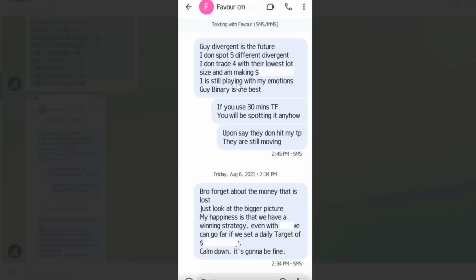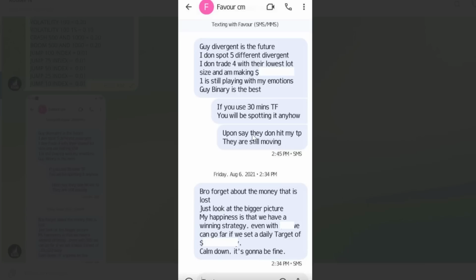Then I still texted back saying, if you use 30 minutes time frame, you will be spotting it anyhow, right? That's what I said to him. That the particular divergence, if you are trading it on the 30-minute time frame, you're going to spot it. I also said to him, upon say they don't hit my TP, they are still moving. So what I was basically saying was that these setups had actually hit my take profit, but they were still moving in my direction with divergence then. So to tell you, this volatility indices is actually profitable if you can trade it right.